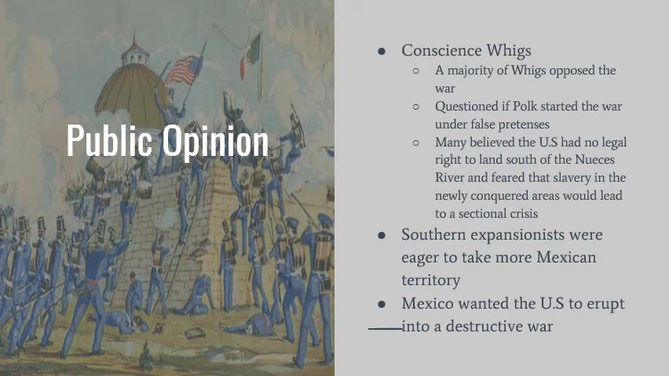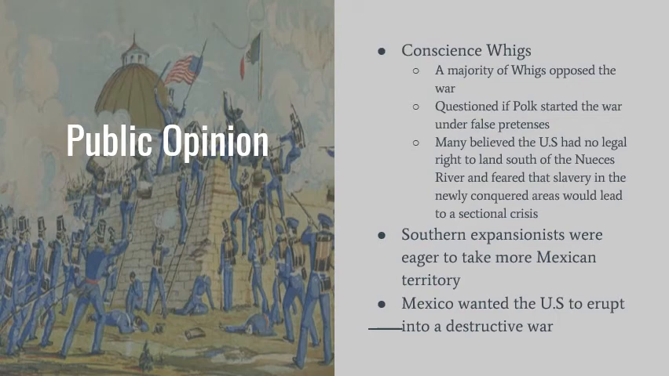Even though the majority of Congress was overwhelmingly in favor of declaring war on Mexico, public opinion was pretty polarized. A majority of Whigs opposed the war, and they were known as conscience Whigs. Some Whigs questioned if the war had begun on U.S. territory and if Polk had started the war under false pretenses. Basically, they weren't sure if that violent scuffle in the disputed border area was started by American troops or Mexican troops. Many believed that the United States had no legal right to land south of the Nueces River, and they also feared that slavery in the newly conquered areas could lead to a sectional crisis.